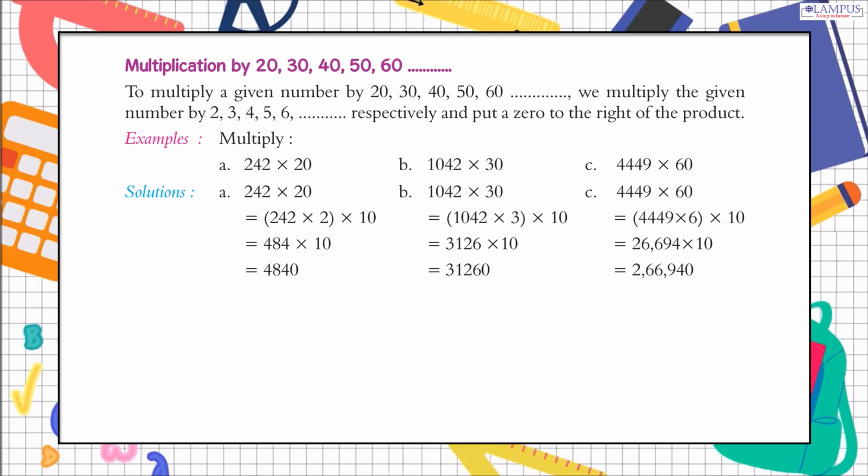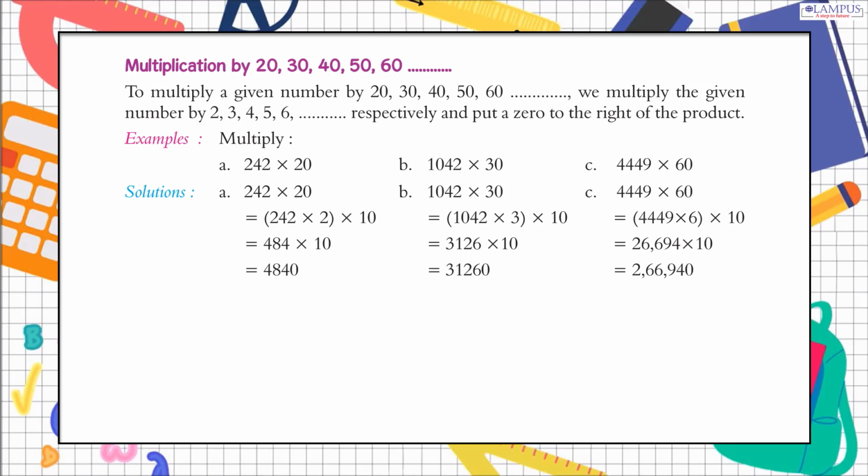Multiplication by 20, 30, 40, 50, 60, and so on. To multiply a given number by 20, 30, 40, 50, 60, and so on, we multiply the given number by 2, 3, 4, 5, 6, and so on respectively and put a 0 to the right of the product. Examples. Multiply A.